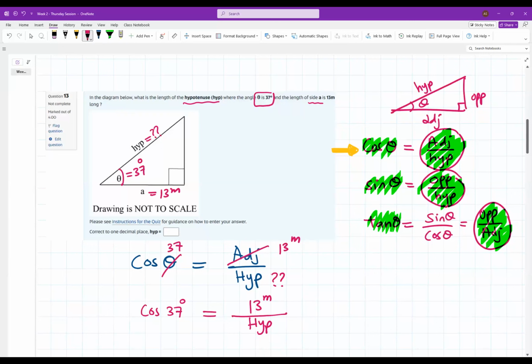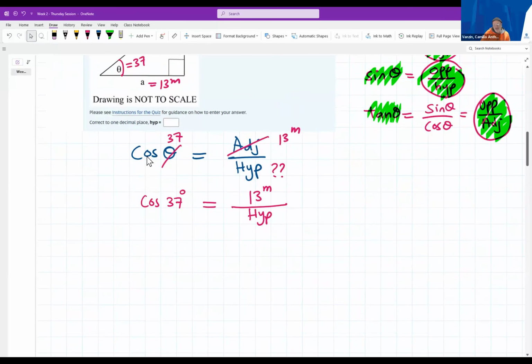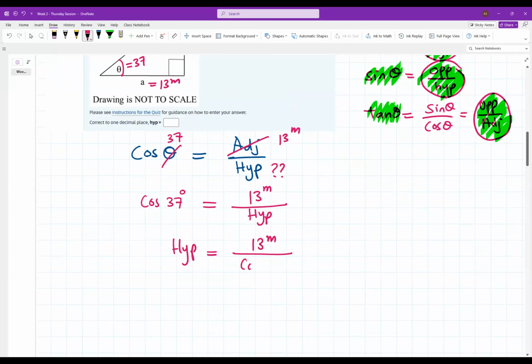So how can we find the hypotenuse from here? I would have done it the other way around. I would have just said hypotenuse equals adjacent over cosine. Yes, I will try to refine it again, right? So the hypotenuse equals what? Adjacent over cosine 37. 13 meters over cosine 37 degrees. Yep, that's right. So it will be 13 meters over cosine 37.